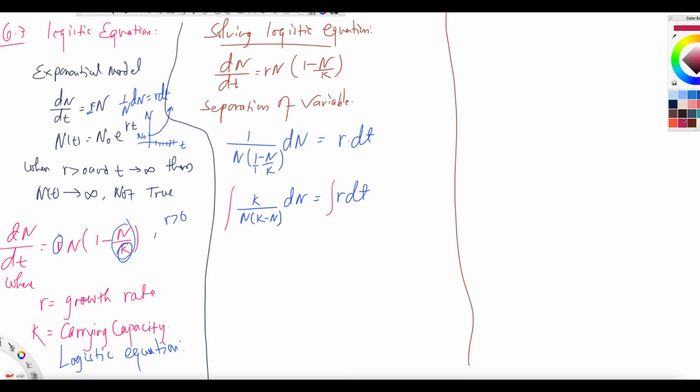Okay. So before we do the exact integration, let me write down integral of, so you can write 1 over k minus n plus 1 over n, right? And then dn equals to rt, okay, plus c. You can write like that. Okay. So what is the integral here then? What is the integral of 1 over k minus n? That will be natural log of, but that will be negative, okay?